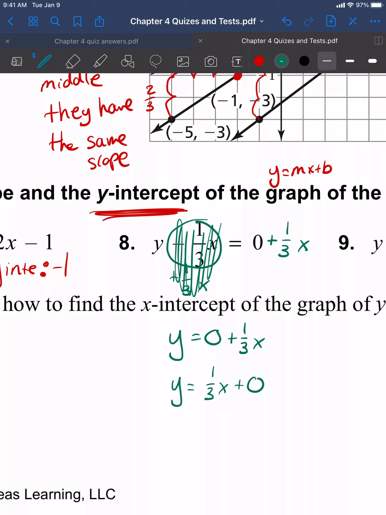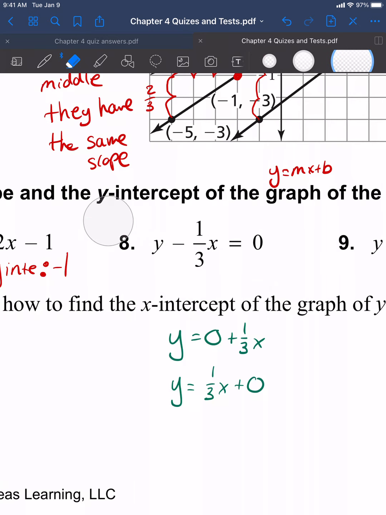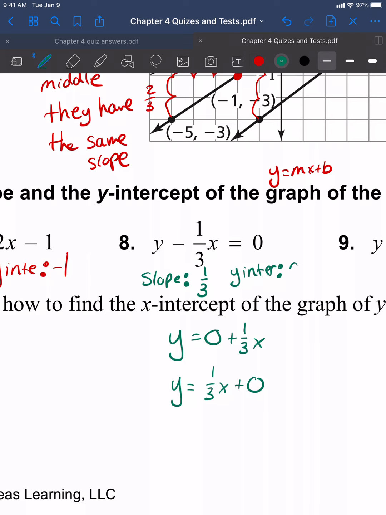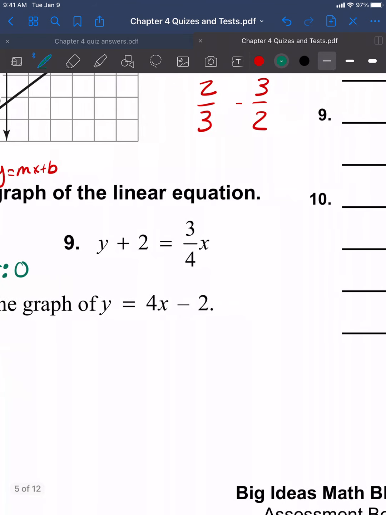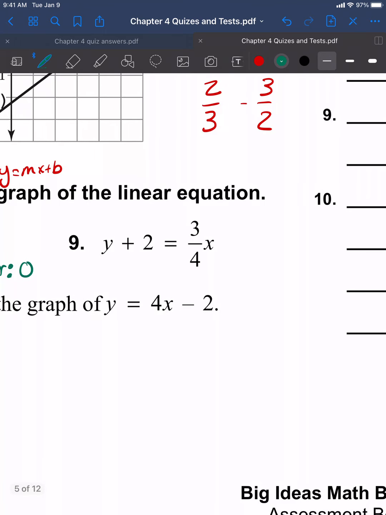Perfect. Now, I'm going to erase my markings so that I have some space over here. What is the slope? 1/3. What is the y-intercept? Origin. Yeah, good job. It is the origin. I can put 0. Very nice. Hi, Emma.